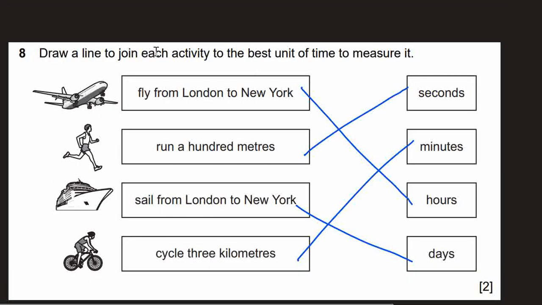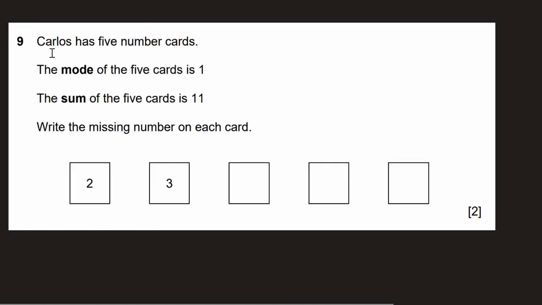Here are the answers. Number 9. Carlos has 5 number cards. The mode of the 5 cards is 1. The sum of the 5 cards is 11. Write the missing number on each card. 1 minute from now.